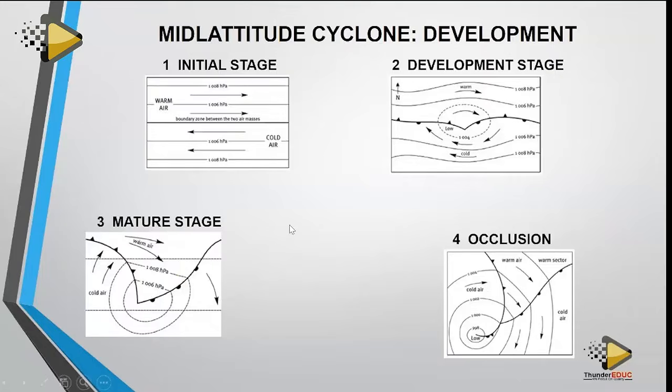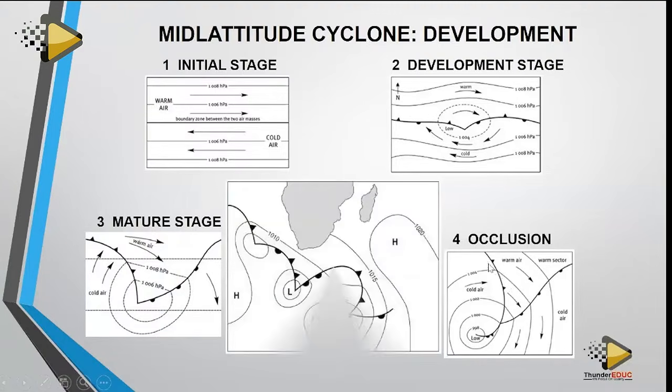How does the occlusion stage occur, or why does it occur? The occlusion stage occurs when the cold front catches up with the warm front. And then the question is, why does the cold front catch up with the warm front? It is because the cold front travels faster. And why does the cold front travel faster than the warm front? It is because the cold front has a steeper gradient than a warm front.